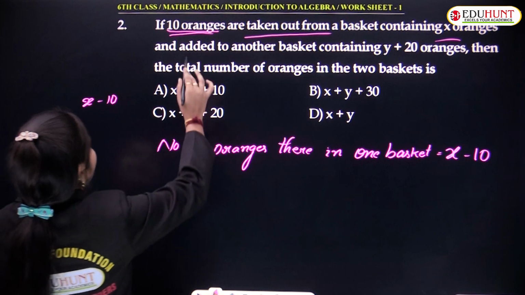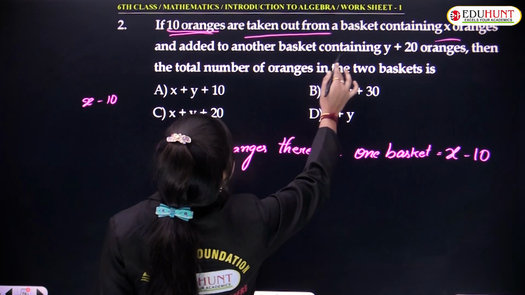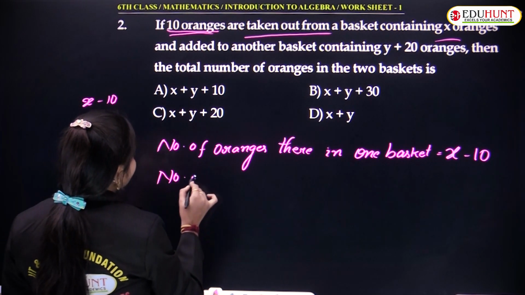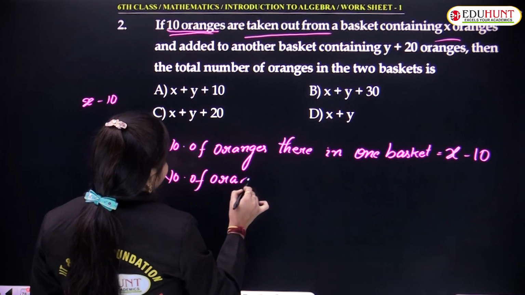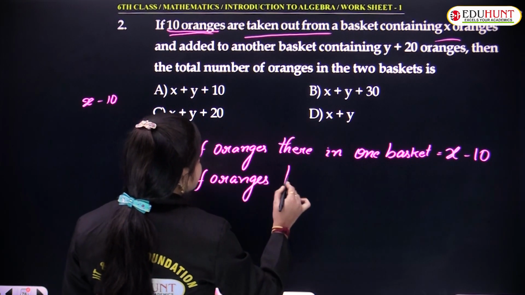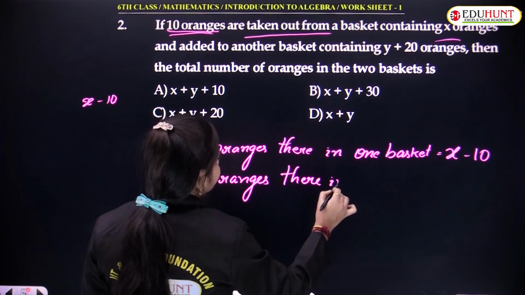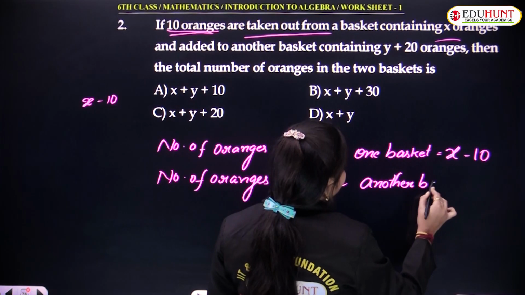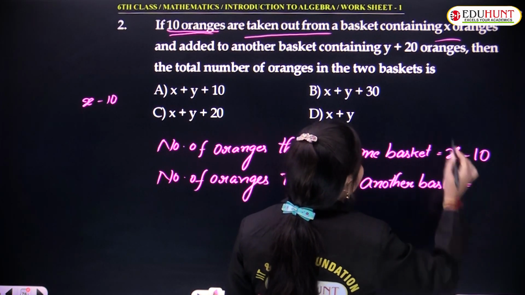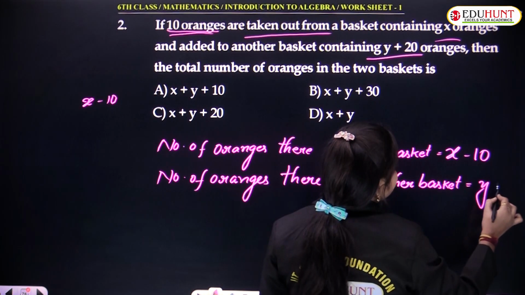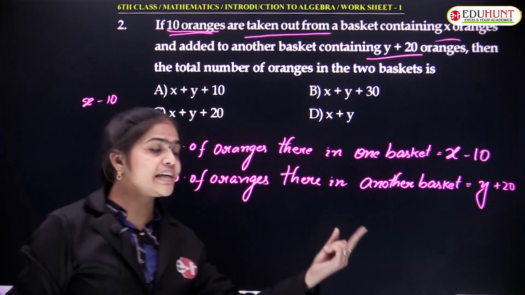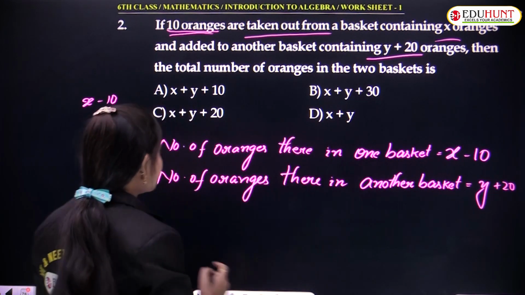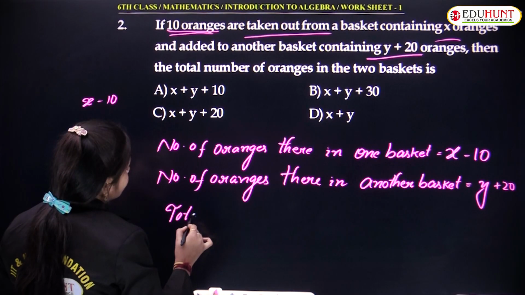Next one. And added to that, another basket containing Y plus 20 oranges, which means the number of oranges in another basket. Now how many oranges are there in that other basket? Y plus 20. So in the first basket we have X minus 10 oranges, and in the second basket we have Y plus 20 oranges. Now the total number of oranges.